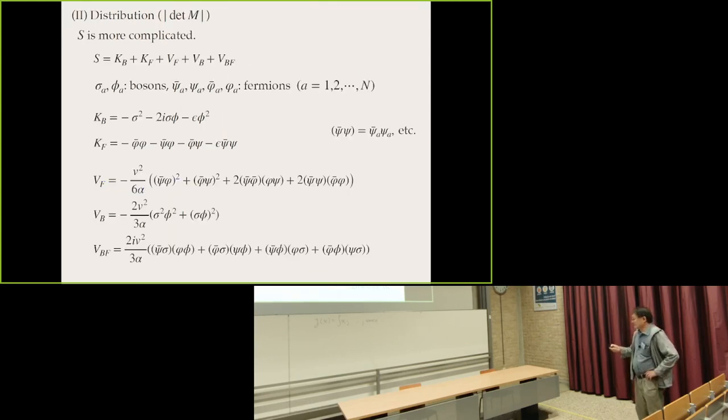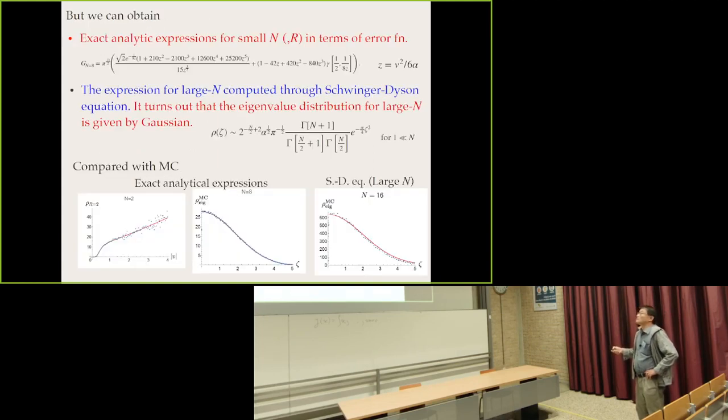And for the case of the real distribution, the action becomes quite complicated. But still, one can obtain an exact analytic expression for small n and r in terms of error functions. And this is an example. And also, in the large n limit, you can use the technique of the Schwinger-Dyson equation. And it turns out that the eigenvalue distribution for the large n limit is given by a Gaussian in this form. And the result is compared with Monte Carlo simulations, and we obtain good agreement.